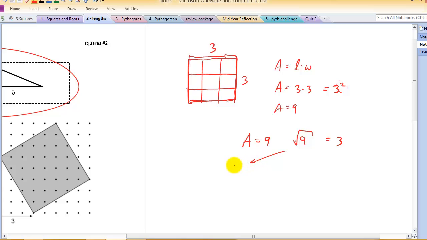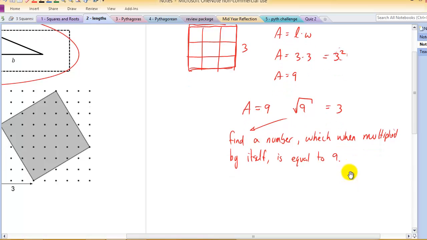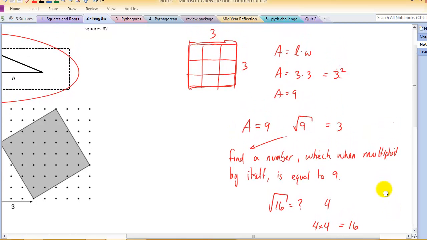this is a case where we find a number which, when multiplied by itself, is equal to 9. Okay. Another example would be, what is the square root of 16? Well, what number when multiplied by itself is equal to 16? It's 4, because 4 times 4 is equal to 16. Or you could say 4 squared is equal to 16. So that's the idea of a square.